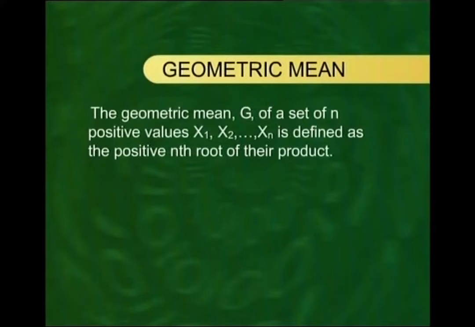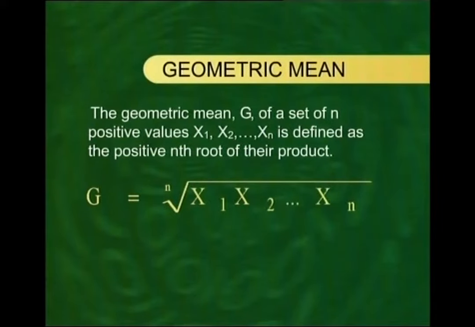The geometric mean of n positive values x1, x2, so on up to xn is defined as the positive nth root of their product. In other words, G is equal to the nth root of x1 into x2 into x3, so on up to xn, where each of the x values is greater than 0.